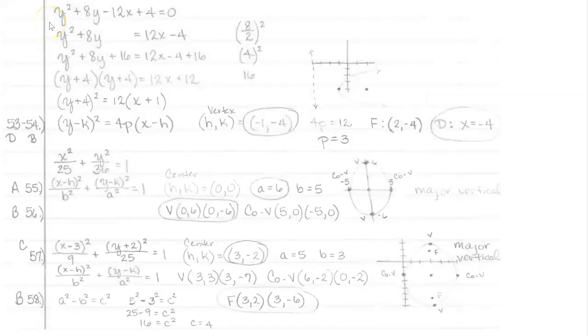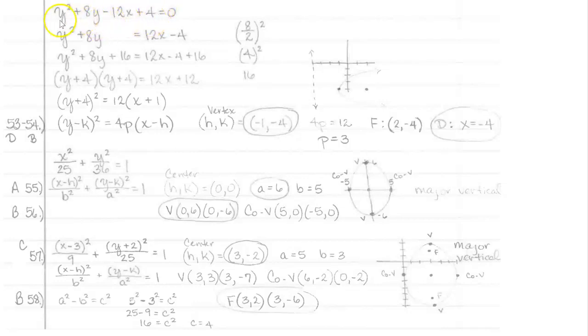All right, for 53, they give us the equation y squared plus 8y minus 12x plus 4 is equal to 0, and they ask us to find the vertex and the directrix. So the first thing I need to do is get this in standard form, and to do that, I'm going to need to complete the square.